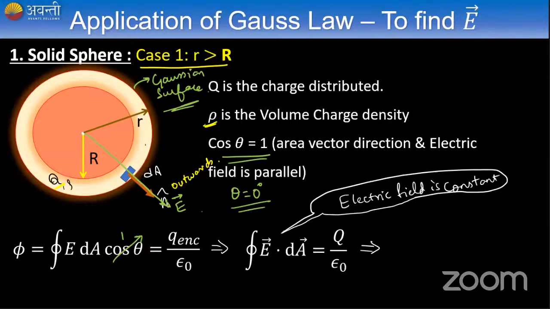So what can I do? Can I remove that electric field out of the integration? Yes, no, please reply. If my electric field is constant, can I remove this electric field out of the integration here? Yes. Then I'll get E times integral of dA is equal to Q by epsilon naught. Now, guys, tell me, if I integrate dA over the entire surface, what would I get? I would get area A, right?